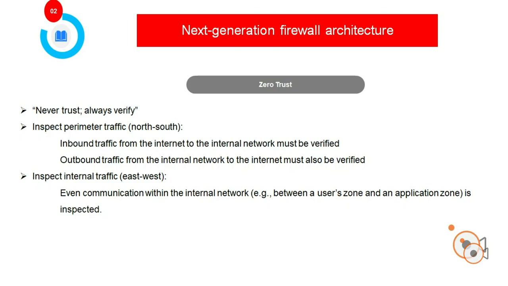And in this case, we have north-south traffic and we have east-west traffic. What is the meaning of north-south traffic? It inspects and verifies all traffic entering or leaving your network to protect against external threats. In contrast, east-west traffic inspects and verifies traffic within your network to prevent internal threats or lateral movement by attackers.